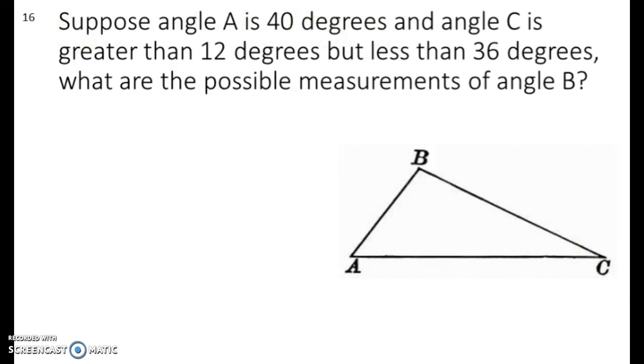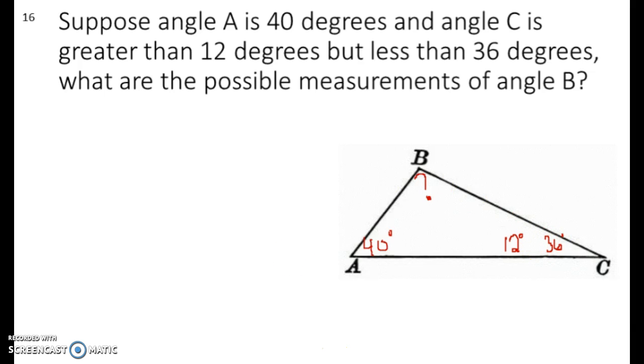Suppose angle A is 40 degrees and angle C is greater than 12 degrees but less than 36 degrees. What are the possible measurements for angle B? Okay, so we know that C has to be greater than 12 degrees but less than 36. So those are kind of our two constraints.